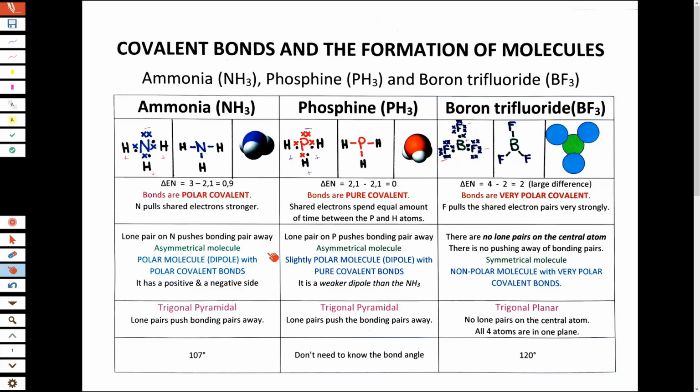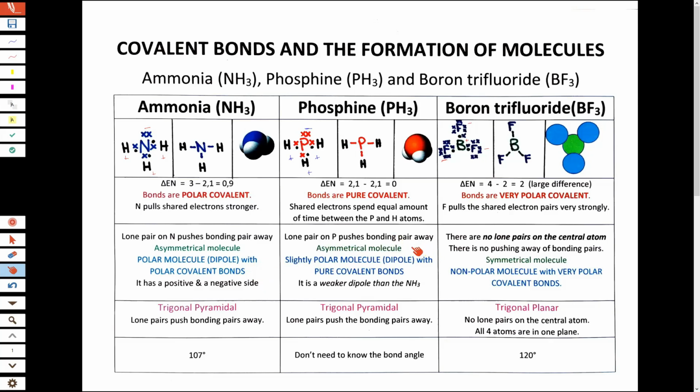I'm going to go to this third line of here in the table. It's a summary of what I've just said. The lone pair on the nitrogen pushes the bonding pairs away. It results in an asymmetrical molecule. A polar molecule, we can also call that a dipole. We have a polar molecule with polar covalent bonds. It's a polar molecule because it has a positive and a negative side.